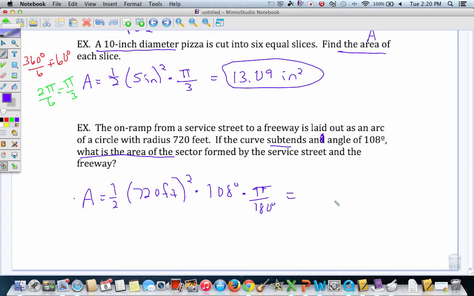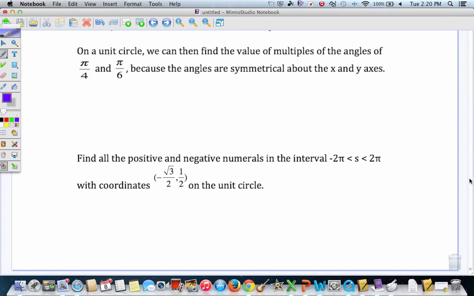Our angle is 108 degrees. We've been through this several times. We're going to have to convert that to radians by multiplying by pi over 180. That will give us the area of the sector of our circle. We cannot forget this unit conversion. That angle must be in radians, and that area is 588,500.5 square feet.